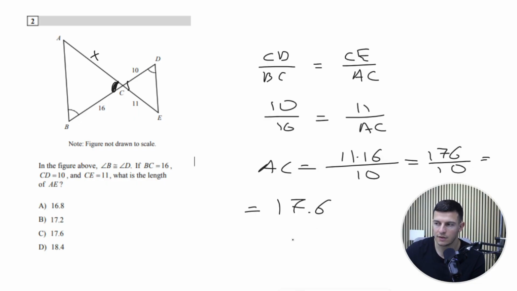Now, I do notice that it says what's the length of AE, but AE is supposed to be AC plus CE. So that should be 17.6 plus 11. But I think there's a mistake here somewhere in the question, because we don't have 17.6 plus 11, which should be 28.6. So I think what they're looking for actually is AC, based on these answers. Or if they're looking for AE, they don't have the correct one. So the answer is going to be 17.6, assuming they're looking for AC.